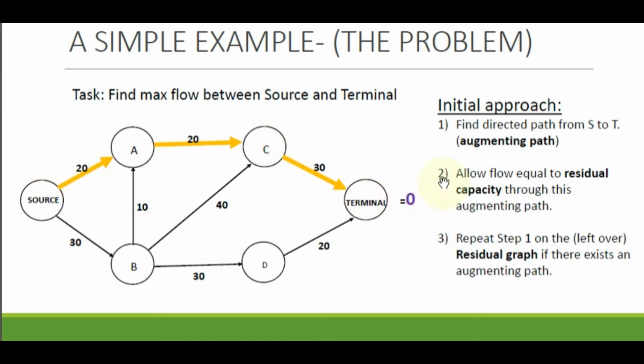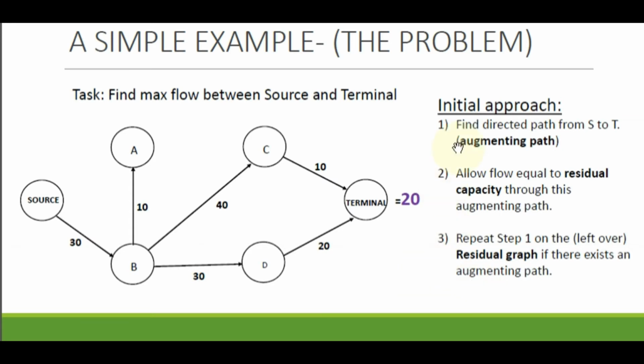Once we have calculated the residual capacity, we work out the residual graph, which is just the remaining graph with the remaining capacities. In this case, if we push a flow of 20 through this path, the remaining capacity is 0. Again, the remaining capacity is 0. In this case, if we push a flow of 20, the remaining capacity will be 10. So in the next slide, I'll show you what our residual graph looks like. So this is our residual graph with our remaining capacities.